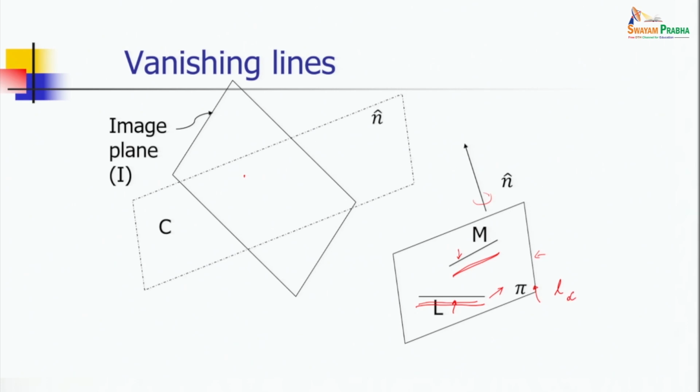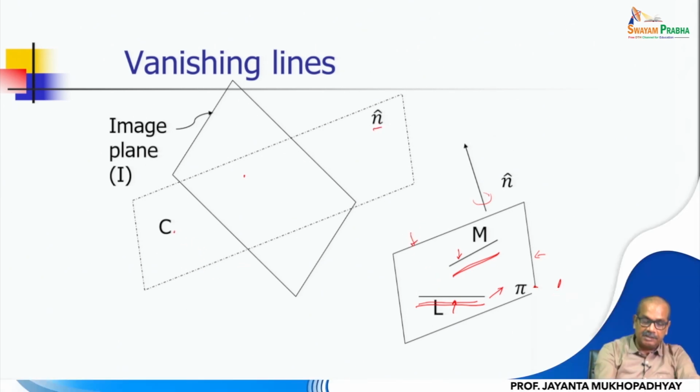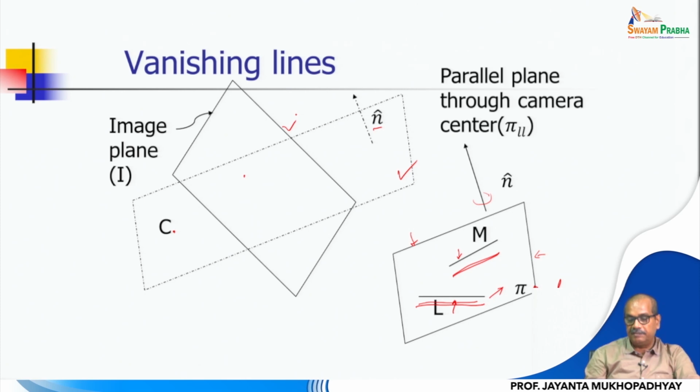This can be geometrically interpreted in this way: you consider a plane parallel to this plane, which means it has the same normal and is passing through the center. The intersection of this plane and the image plane gives you the respective vanishing line. So, this is your vanishing line of this plane. Each plane will have a vanishing line.